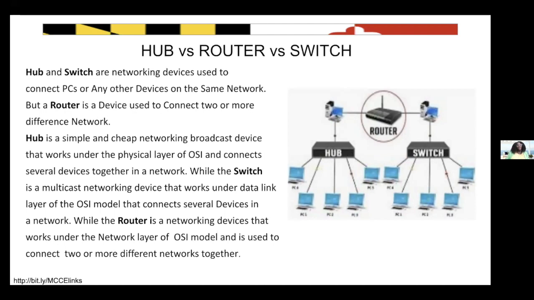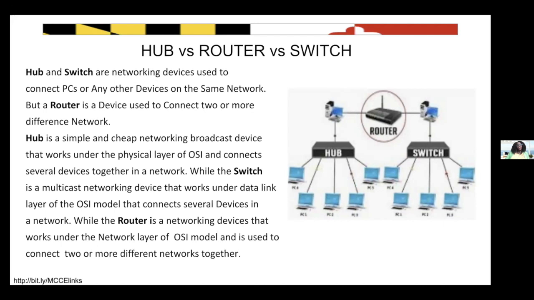So anyway, a hub and switches are networking devices used to connect PCs or any other devices on the same network. But a router is a device used to connect two or more different networks. A hub is a simple and cheap networking broadcast device that works under the physical layer of OSI. What is OSI? I'll make sure you get to know that. And it connects several devices together in a network.